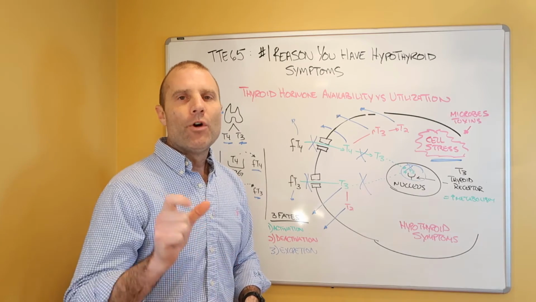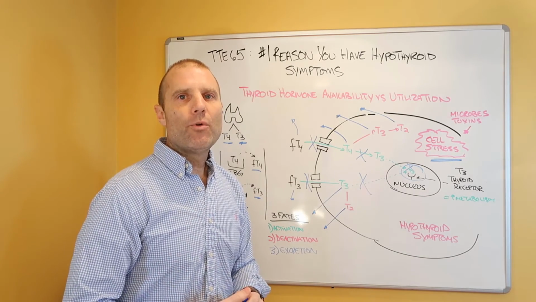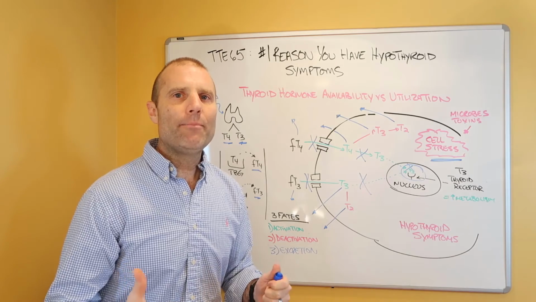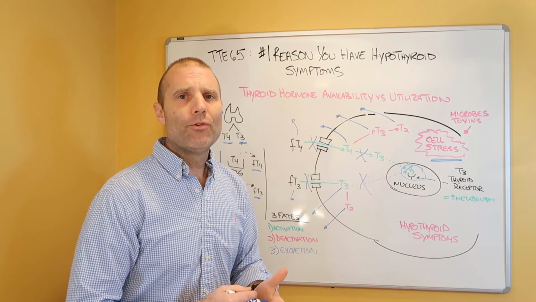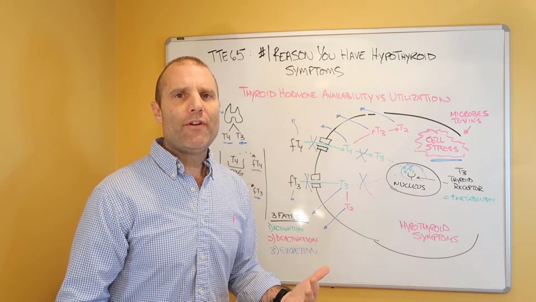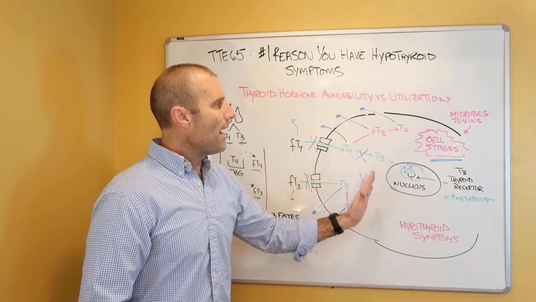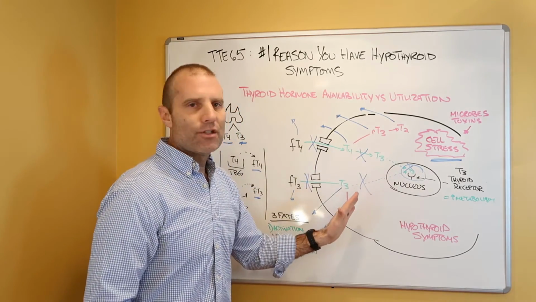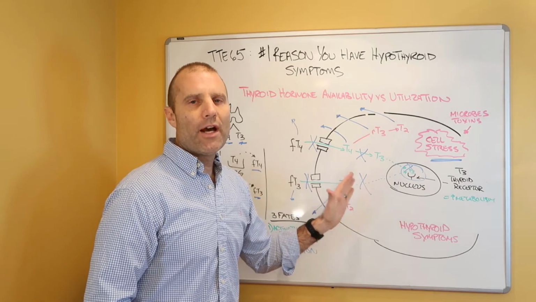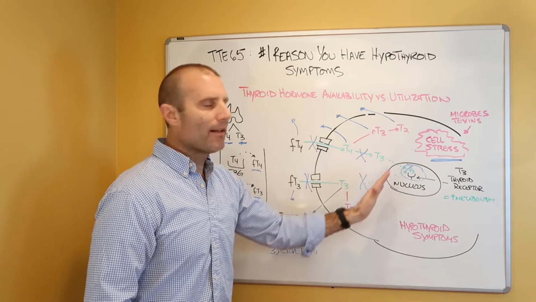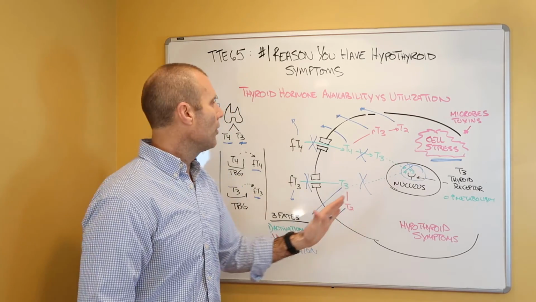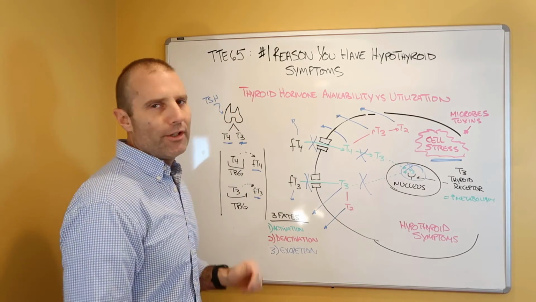Okay? So hopefully that answers some of your questions about how you can still have hypothyroid symptoms when TSH, T4, and T3 are normal, when your gland is functioning fine. This step, this deactivation and excretion, occurs away from the thyroid gland. So all of this kind of lack of activation of thyroid hormone occurs away from the thyroid gland.